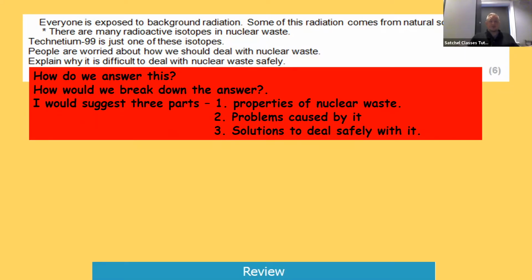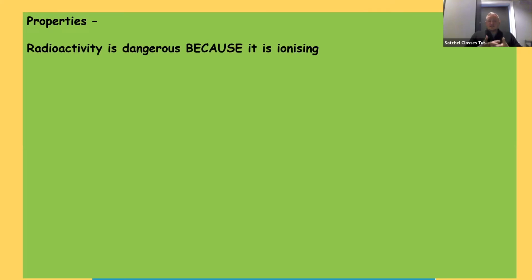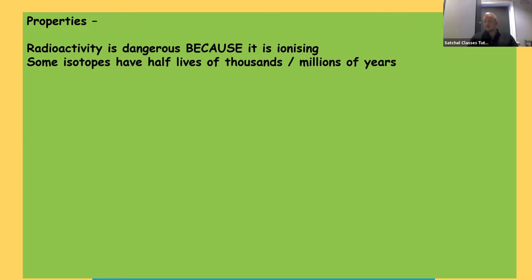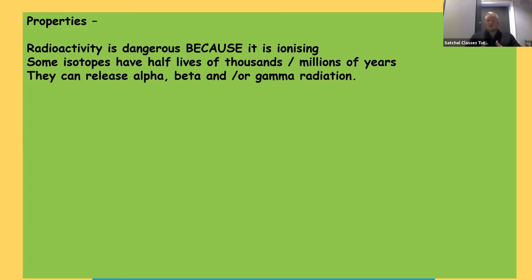So how do we answer this? Well, if it was me personally, I would break down the answer into 3 parts. Usually on a 6-mark question, they're looking for 3 things, whether it's application of knowledge and then a link to something and then a link to something else. In this case, I'm looking at properties of nuclear waste, problems caused by it, and solutions to deal safely with it. So let's take a look. First off, properties. Radioactivity is dangerous because it's ionizing, and some isotopes have half-lives of thousands or millions of years. They can release alpha, beta, and or gamma radiation. These are the properties of radioactive waste.